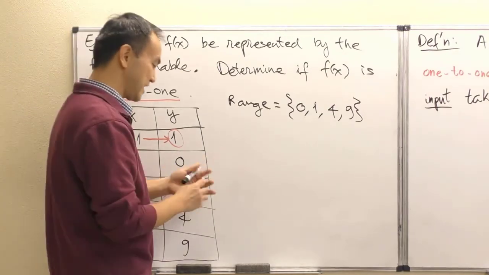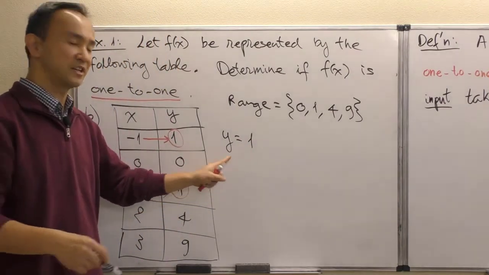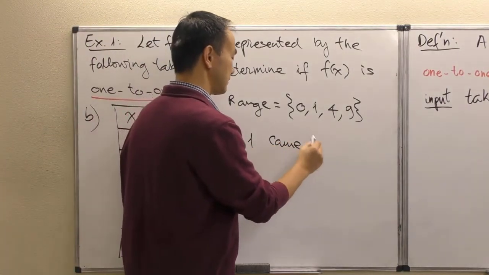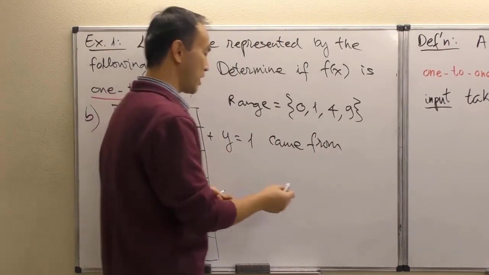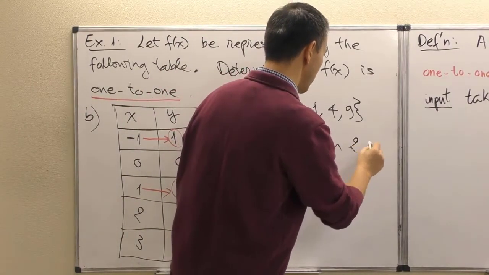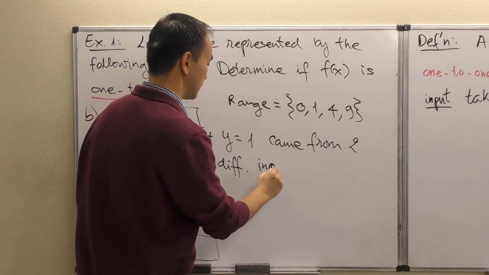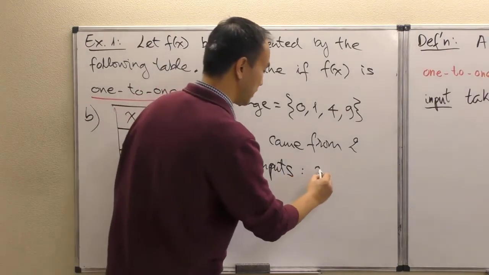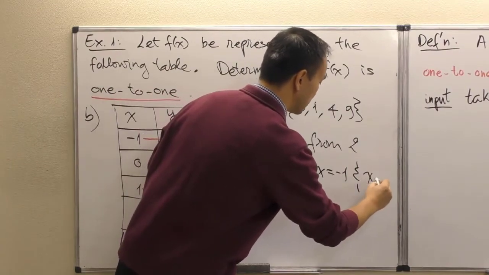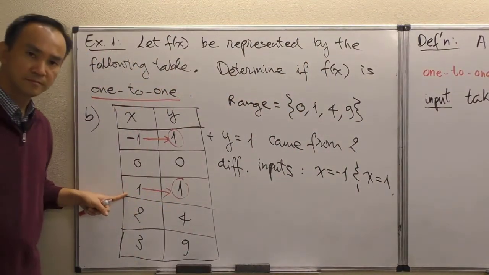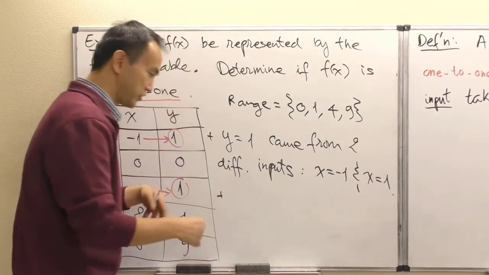Now I can see that this particular output, y equals 1, came from... That's one way of stating my observation. Y equals 1 came from two different inputs, namely x equals -1 and x equals 1. And that's enough. That's one way of saying it.